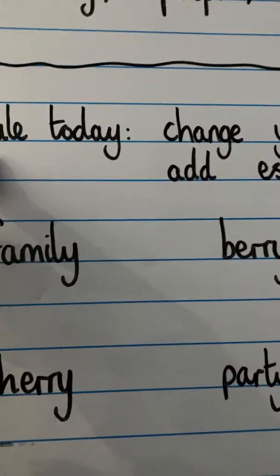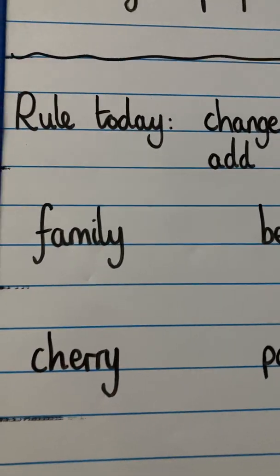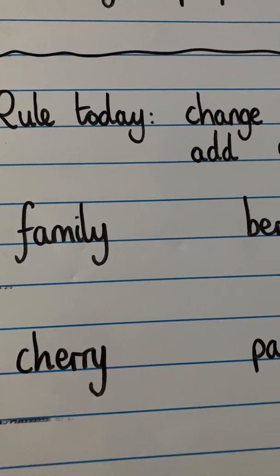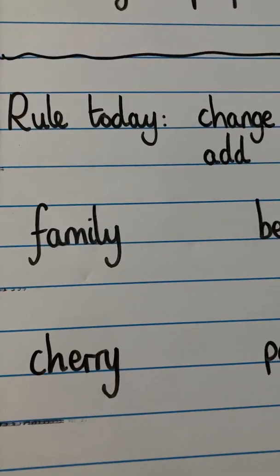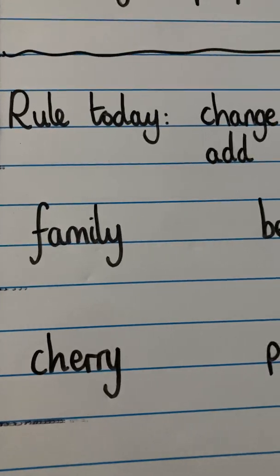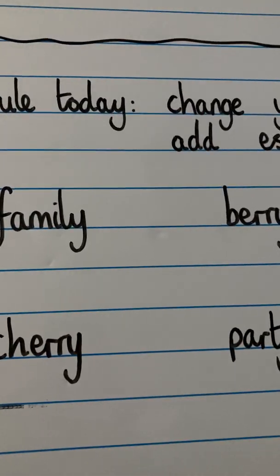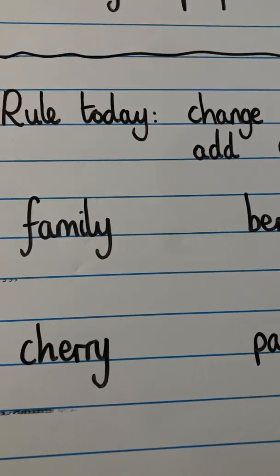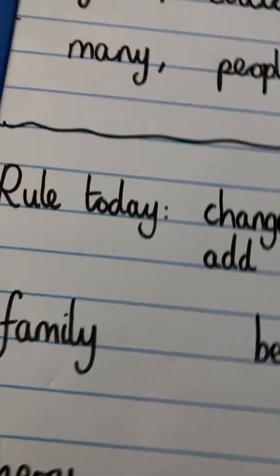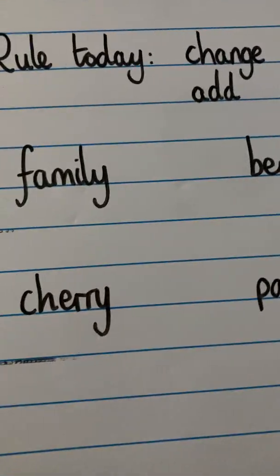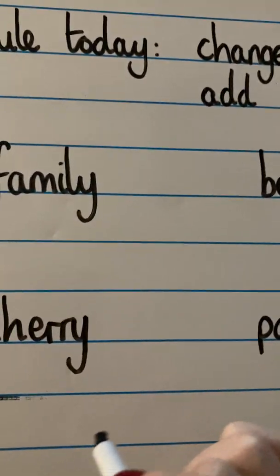All right, so down here I've got our rule for today. So I know on Friday, which seems like a long time ago, you would have been learning how to add es onto plurals. Okay, so the rule for today is you're going to be changing the y on the end of some words to an i and then adding es to make it plural, to make the noun plural. So plural means more than one.